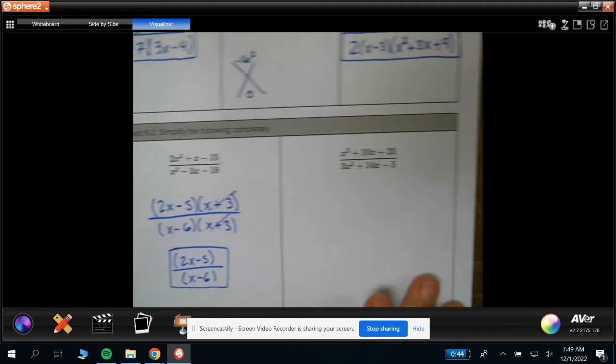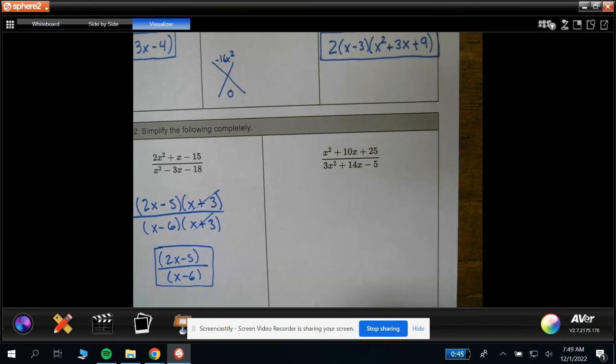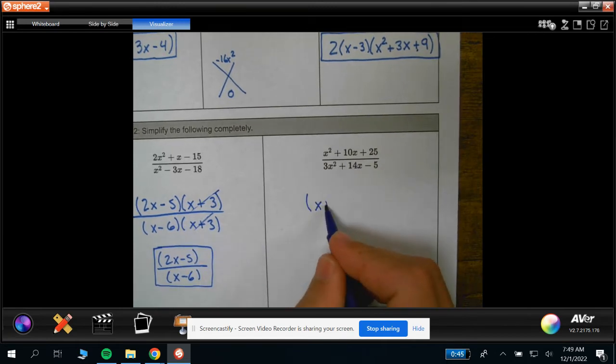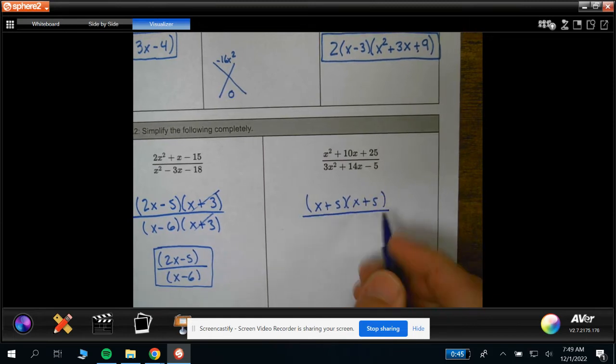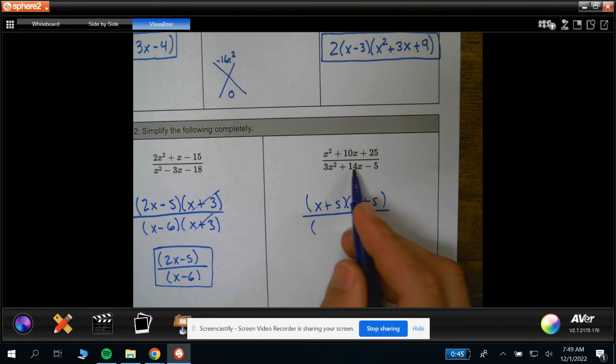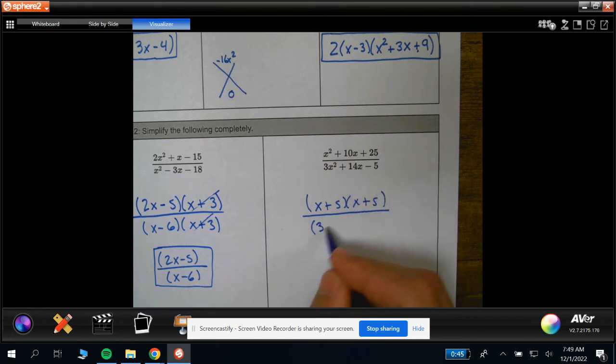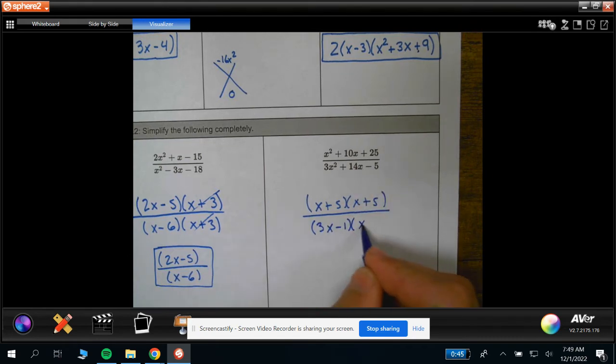All right, let's look at the second one. x squared plus 10x plus 25. When I factor that, I find that is x plus 5 times x plus 5. Over, on the bottom, factor 3x squared plus 14x minus 5. That becomes 3x minus 1 times x plus 5.